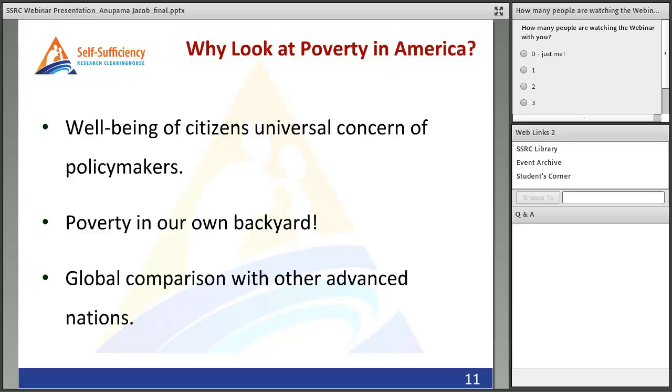Third, it is important to also assess how we are doing as a country in comparison to other advanced nations. And although the U.S. is seen as one of the richest countries in the world, we continue to lag behind several other affluent nations on a number of economic and social indicators. So learning how other countries are approaching and addressing poverty can therefore offer insights as we develop our own policies and programs to help the poor.